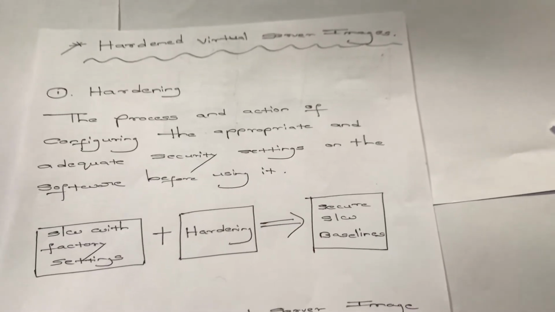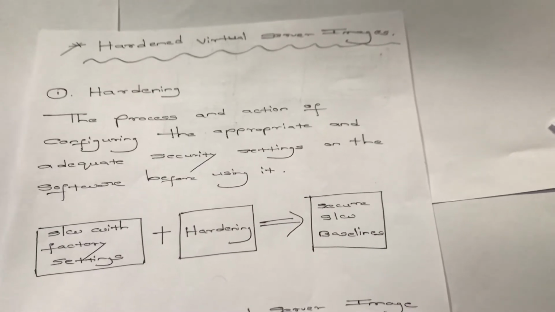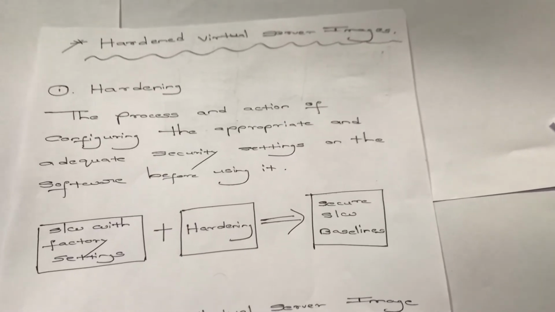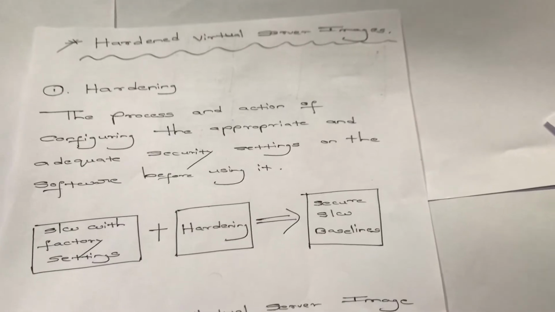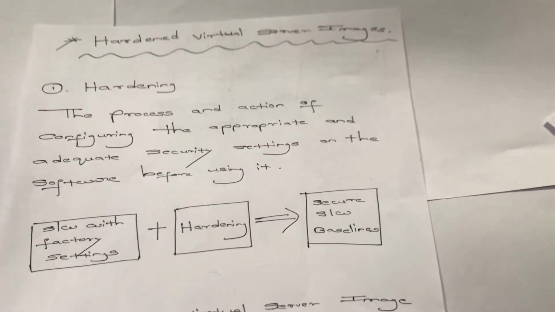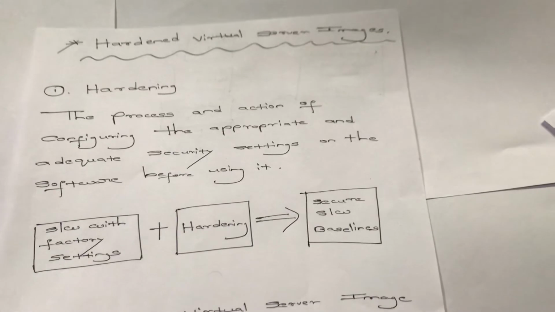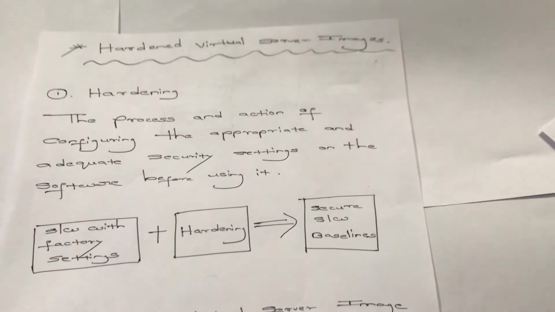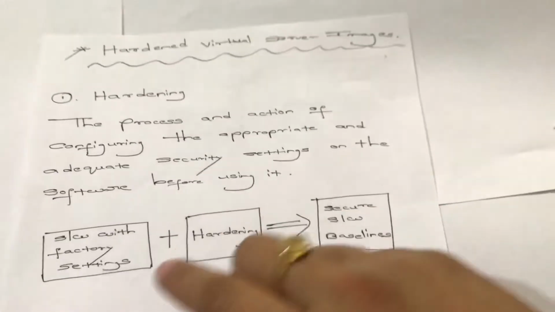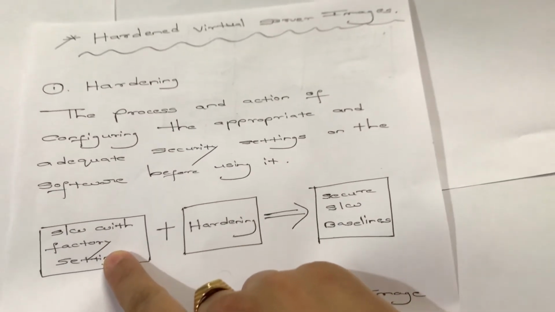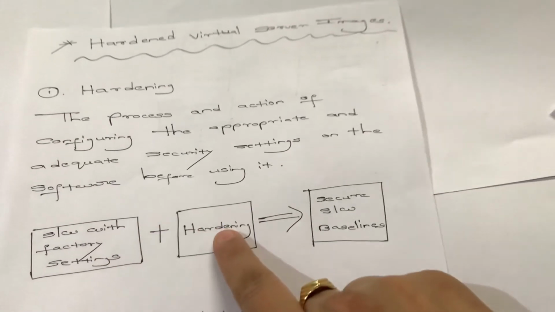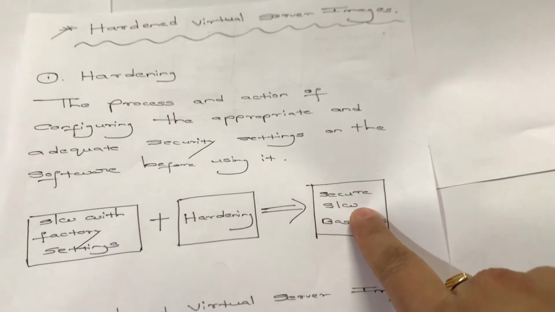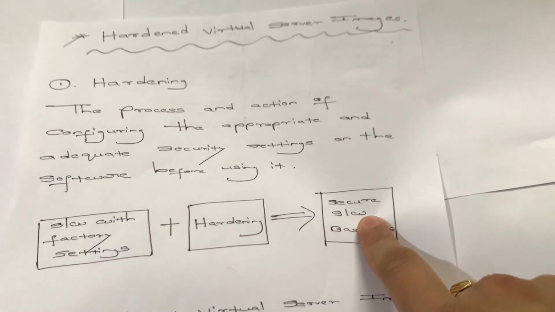Whenever we buy any software or system from the factory, it comes with minimal software settings with respect to security. So if we perform hardening on top of that software, we will get the secure software baseline. As we can see in the diagram, we have software with factory settings and we perform the hardening process on top of that. So we come up with the secure software baseline.